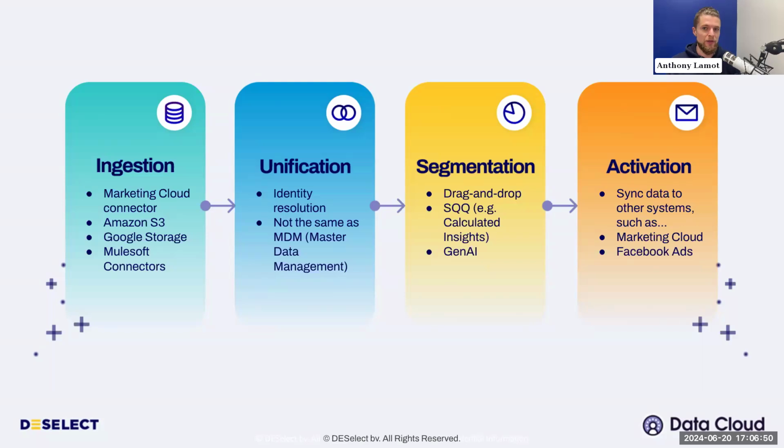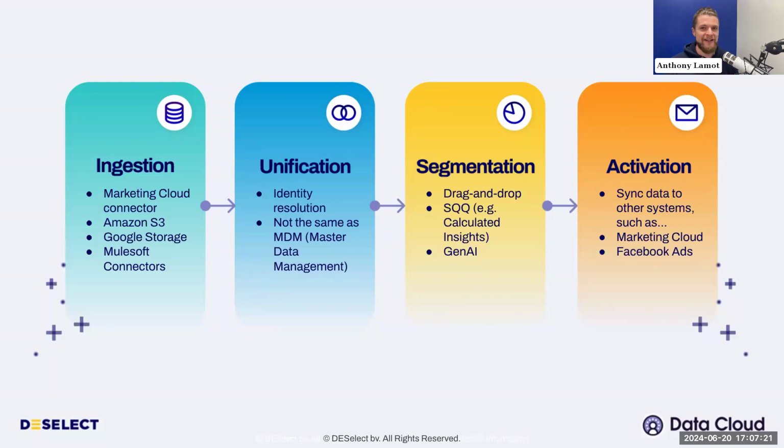And of course, one of the big use cases for any CDP, and especially for Data Cloud too, is segmentation. Now, Data Cloud offers segmentation in different forms. So there's drag and drop. There's also still some SQL capabilities there for features like calculated insights. Calculated insights are things like customer lifetime value, which you can calculate. And that is still, to some extent, code-based. And then, of course, as we've seen in multiple recent announcements at Salesforce conferences, there's also generative AI.